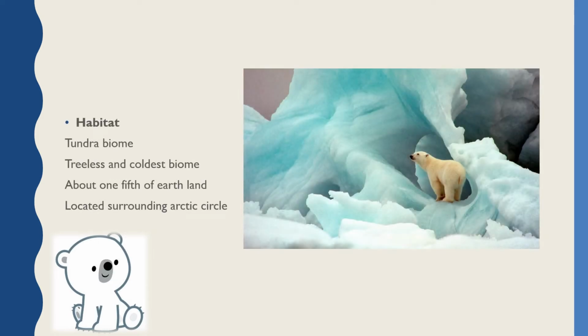Then comes to its habitat. Polar bears can only be found in the polar ecosystem of the Arctic. Polar bears are found in the tundra biome, which is the coldest of all biomes. The tundra biome is quite big and is about 1/5 of the whole land on Earth. Tundra means a treeless plain. It is located in the Arctic Circle, which is a hypothetical circle surrounding the North Pole.